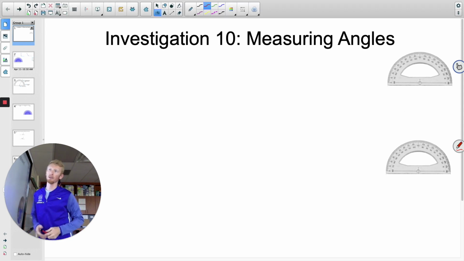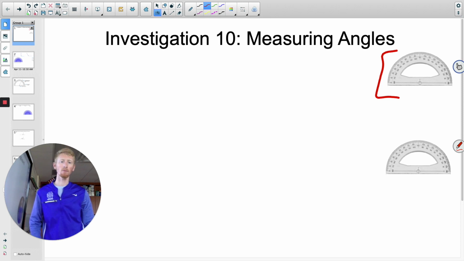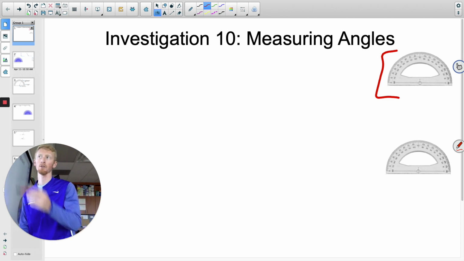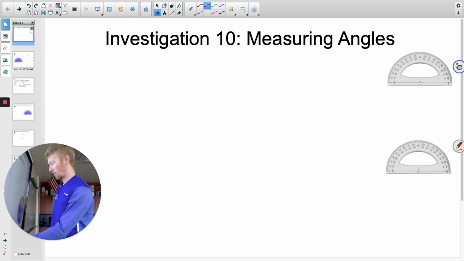So, if we were at school, I'd ask all of you to take out this thing right here called a protractor. But those are all at school. So you might have one at home, but if you don't have one at home, that's okay. A few things about measuring angles.